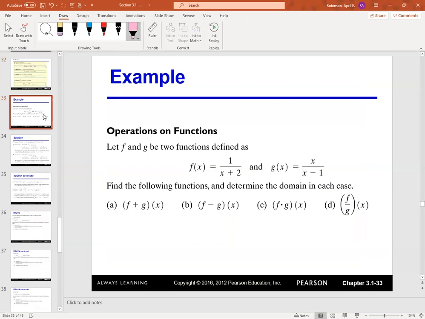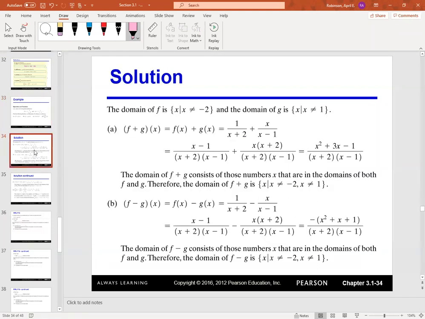It's easier than it looks. Let f and g be two functions defined by f of x equals 1 over x plus 2, and g of x equals x over x minus 1. First they want you to add them, then subtract them, then multiply them, and then divide them. And they showed all their steps here, which are obnoxiously long.